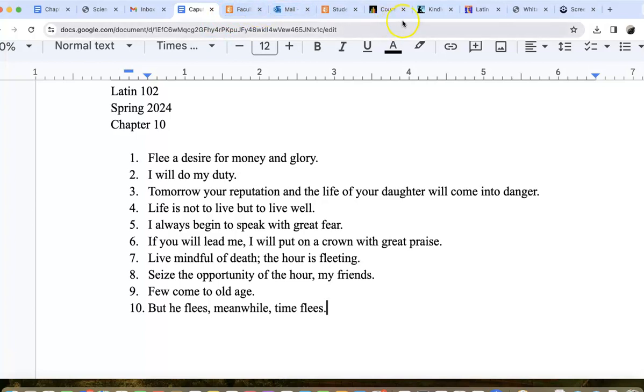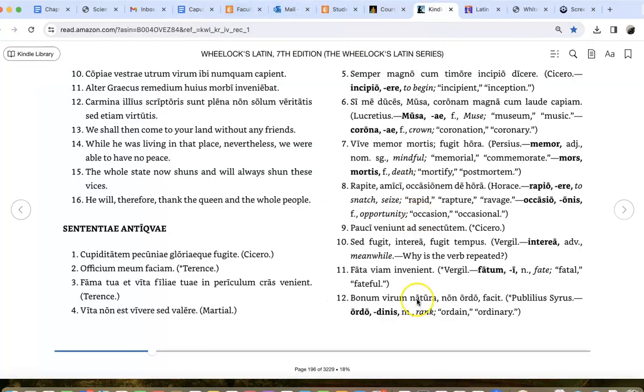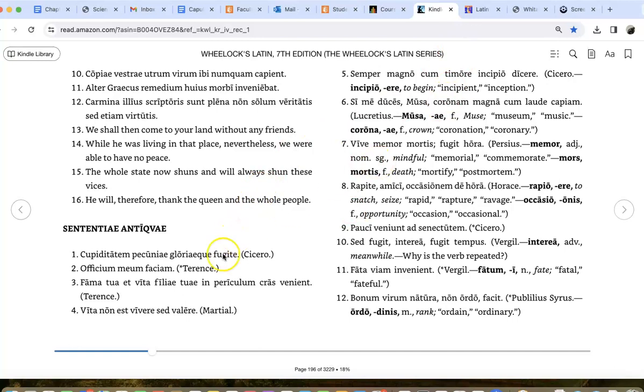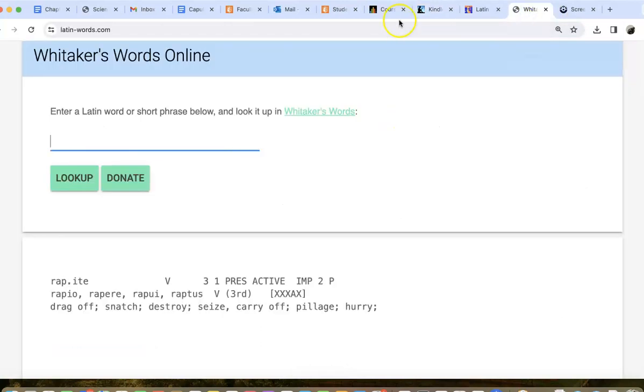All right, so let's take a look here. The fates will find a way. Ooh, that's a nice one. I'm not going to write that down, but the fates will find a way. Nature makes a good man who is not ordinary, is sort of how that one works. All right, so take a look at that, and hopefully you feel comfortable with that. Again, I think the main thing is for you to look up words by pausing the video and making sure that you feel comfortable with those translations.